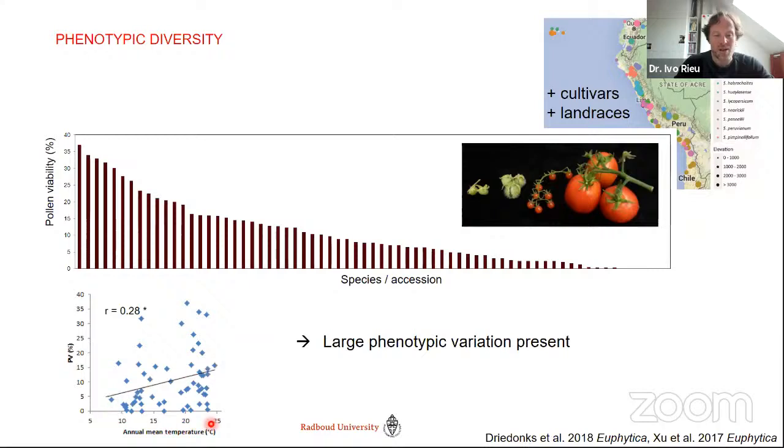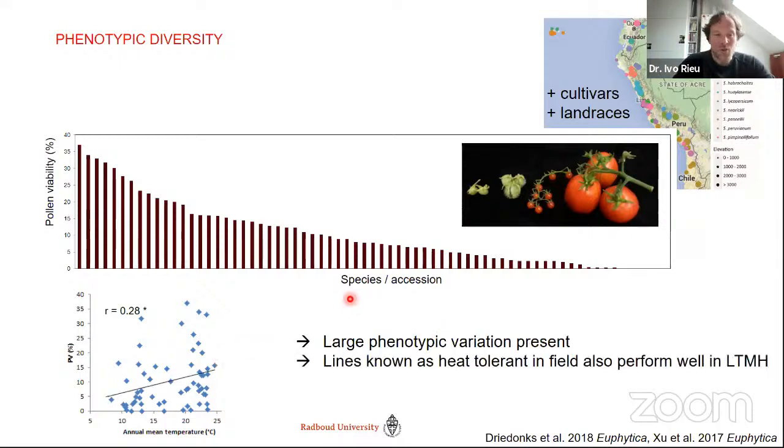So plants that are collected from places that have, on average, a higher temperature tend to do a little bit better in terms of heat tolerance of pollen viability, but it only explains a little bit. So there's still a large variation around this factor of mean annual temperature. It might help, it might predict a little bit, but not everything.